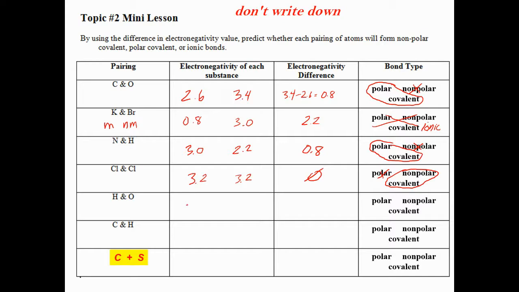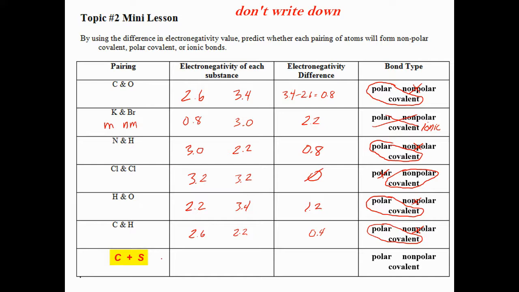A couple more examples. Hydrogen and oxygen, 2.2, 3.4. The difference in their electronegativity is not 0, it's 1.2, so that's a polar covalent bond. Carbon and hydrogen, they have a bit of a difference in electronegativity. They're kind of close together, but still they've got a difference of 0.4. So that would be a polar covalent bond. Is it the most polar covalent bond? No, but it's still a polar covalent bond.